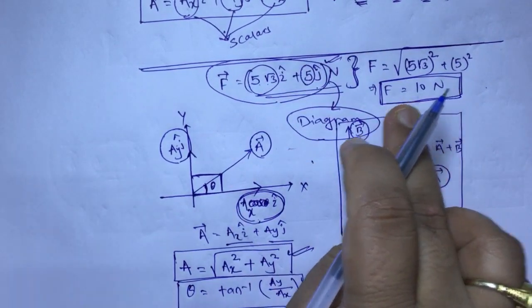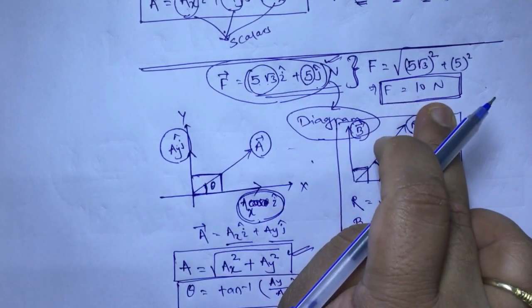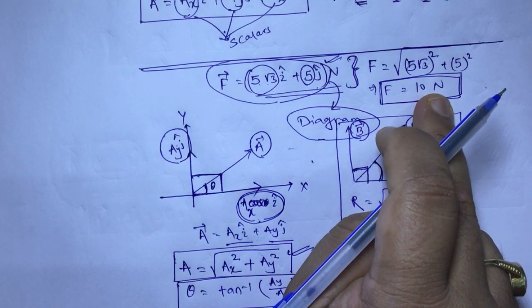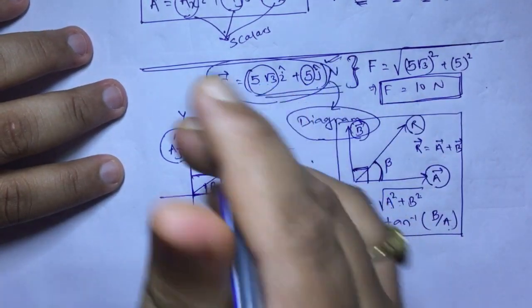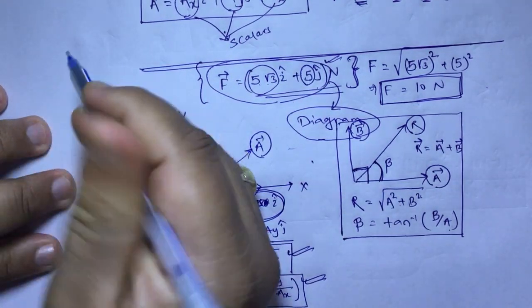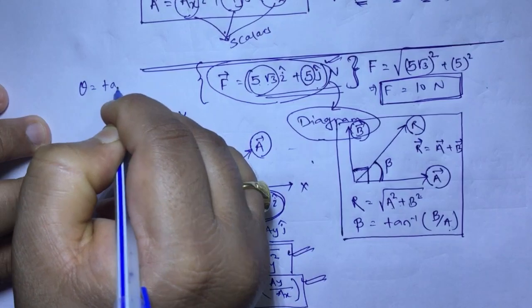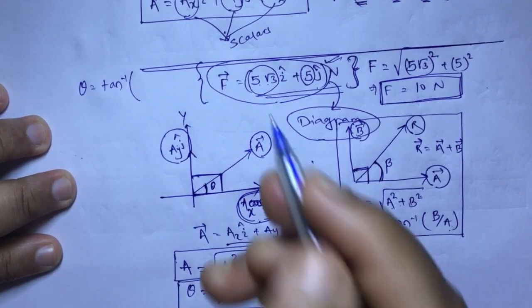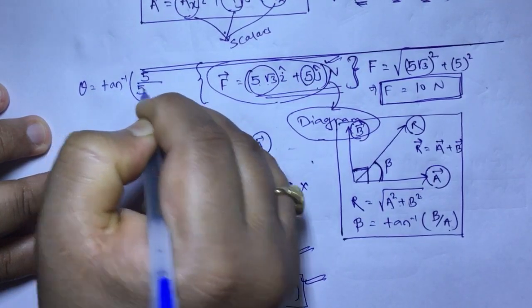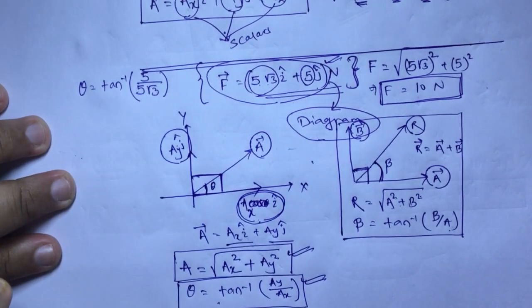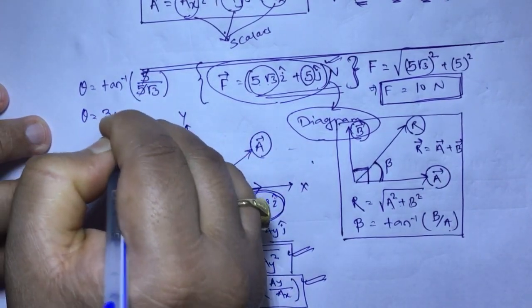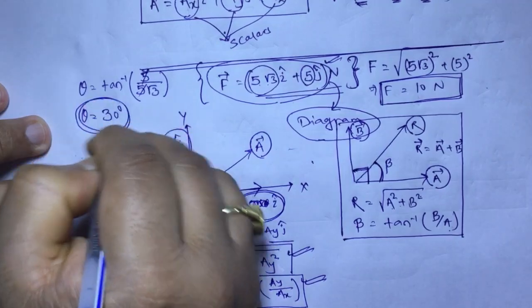So remember that the force has a magnitude of 10 Newton, which is not in this mathematical form, but you can calculate it. Okay. And in which direction did this F vector go? Use this formula: theta equal to tan inverse of Ay by Ax, means 5 by 5 root 3. So theta equal to tan inverse 1 by root 3, or theta equal to 30 degree.